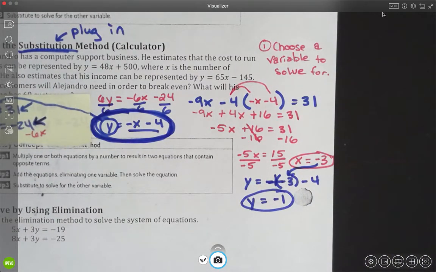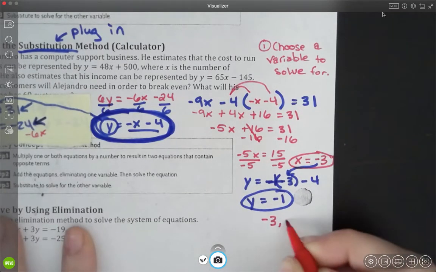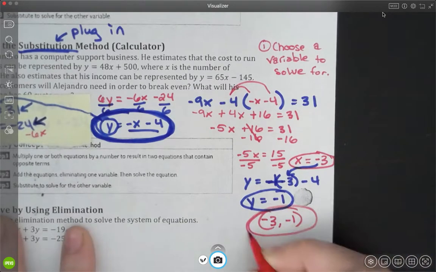Here's what I want you to do. When you're at the very last step, you're going to write your answer as an ordered pair. You know what I mean by that? Okay, negative 3, comma, negative 1. This guy. And that is your final answer.